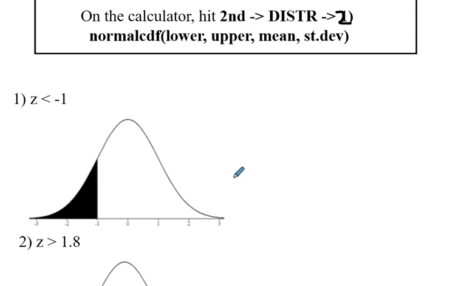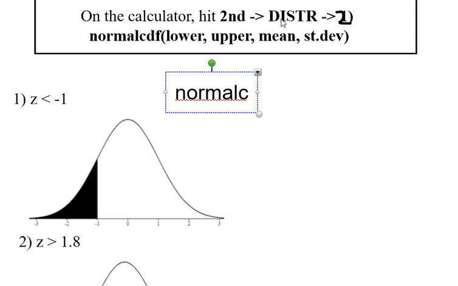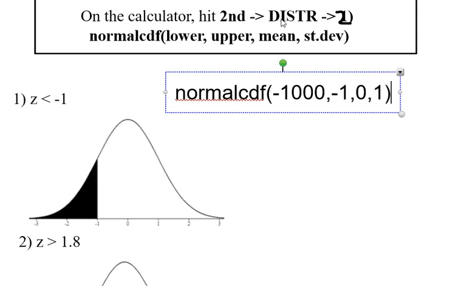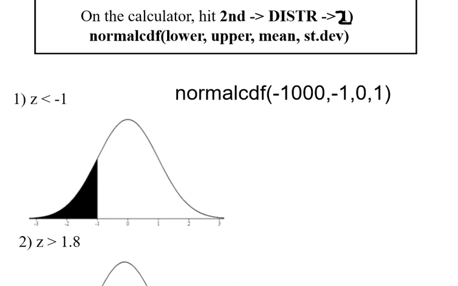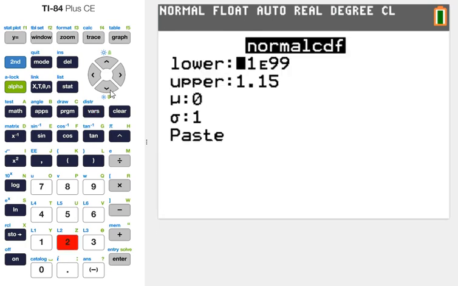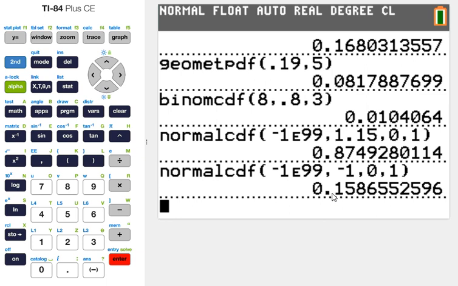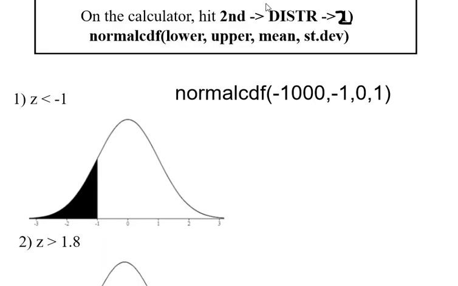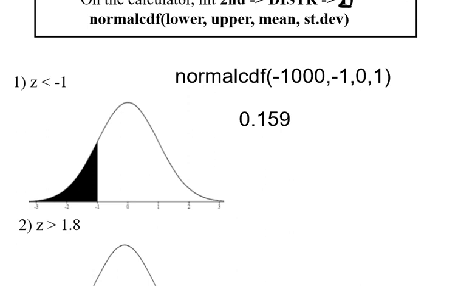Lower bound, upper bound, mean. So in this first case, it's going to be normal CDF. The lower is just pick a big number, -1,000 is fine. All the way up to, we said -1, with 0 and 1 for the mean and standard deviation. And run it. When we do that, you get about 0.159. It's about 16%. So 16% of values are going to be to the left of 1 standard deviation below the mean.